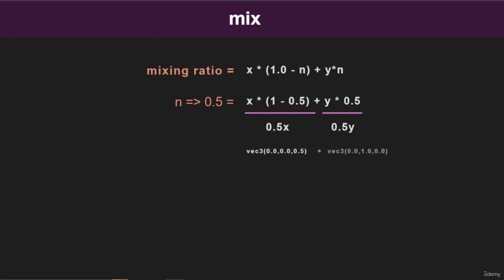And the same thing will happen to the y. The y value is equal to (0, 1, 0). So when the y is multiplied by 0.5, the y value will be (0, 0.5, 0). The addition operation in vectors is done by adding the x value of the first vector with the x value of the second vector, the y value of the first vector with the y value of the second vector, and the z value of the first vector with the z value of the second vector. And thus, the mixing result will be the vector (0.5, 0.5, 0).